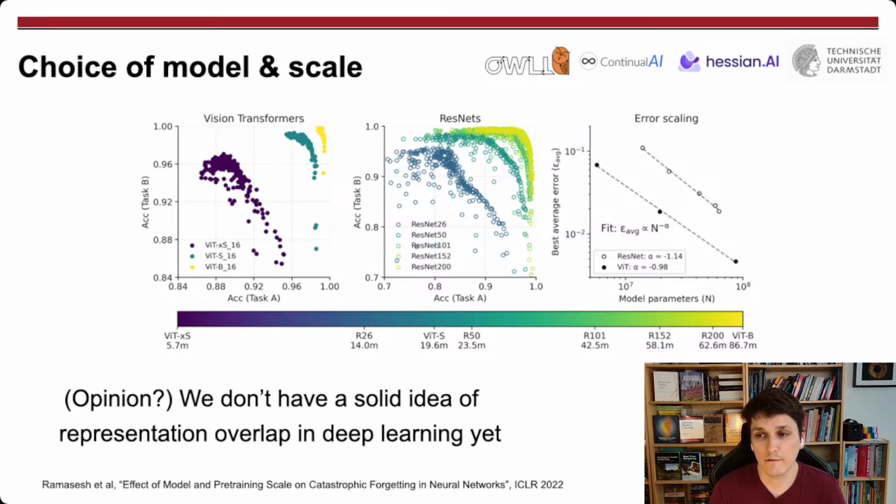And so here you can very clearly see that even at the same amount of parameters, the vision transformer at any point in time seems to suffer from a lot less forgetting overall than the residual network. It just overall performs a lot better in these scenarios.